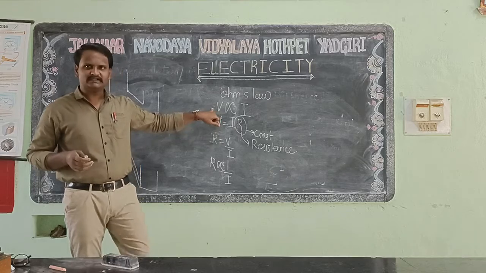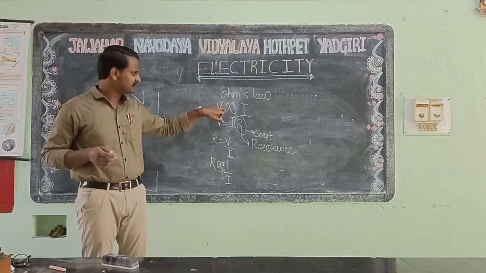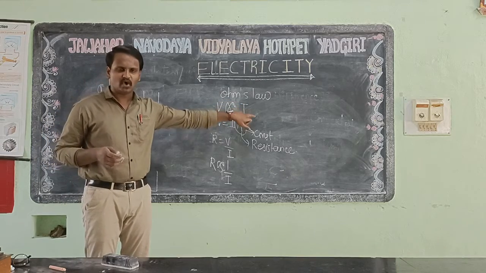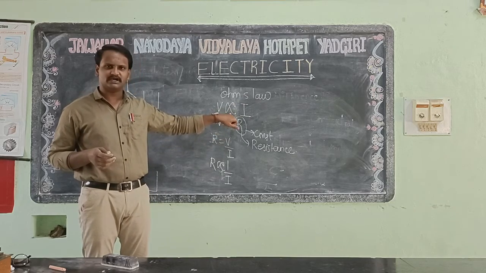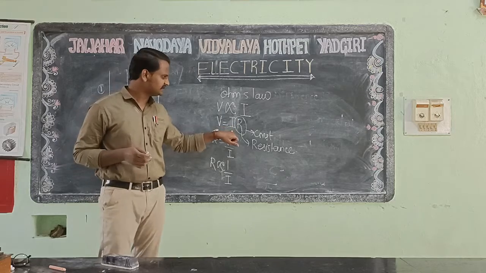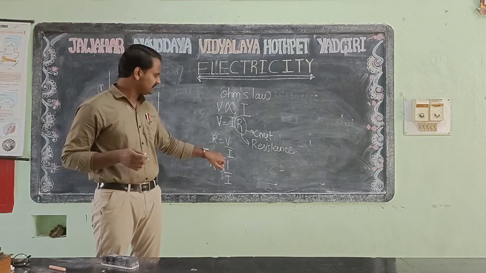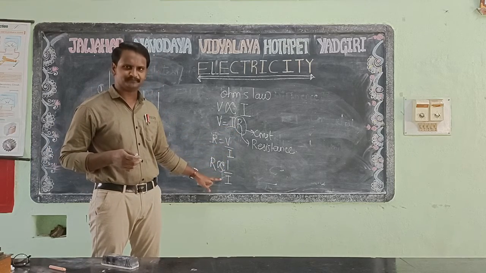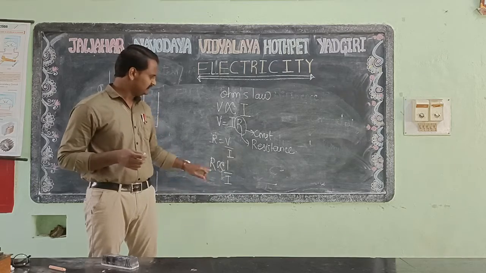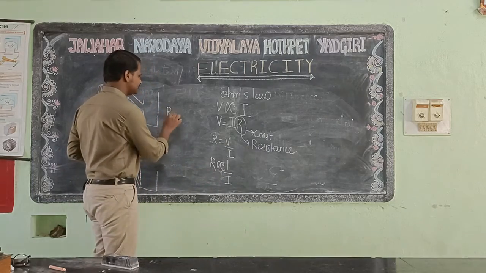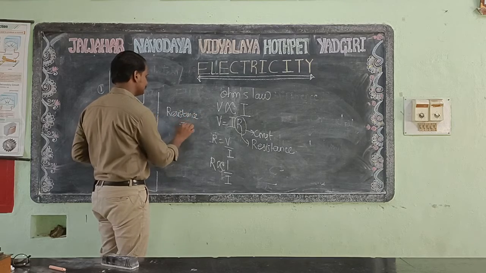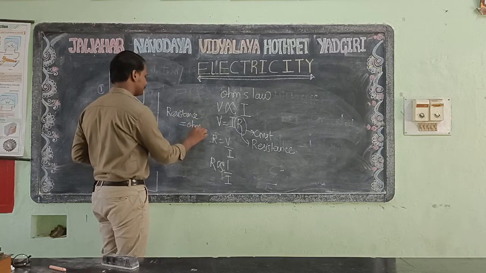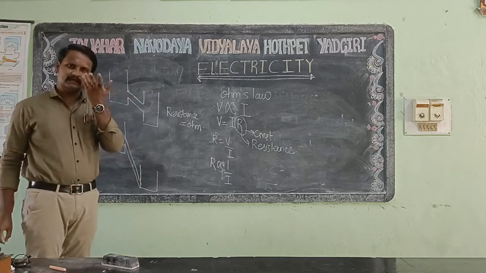This is Ohm's law. The voltage applied, the potential difference applied, is directly proportional to the flow of current. After removing the proportional constant, we are introducing the resistance R, and R is inversely proportional to the current. The SI unit of the resistance is Ohm.